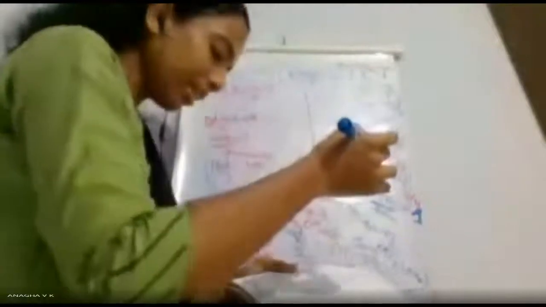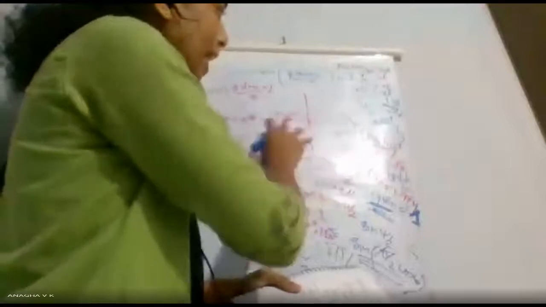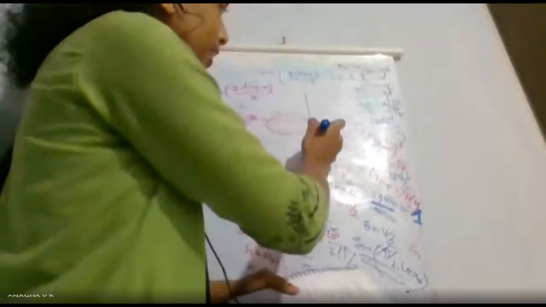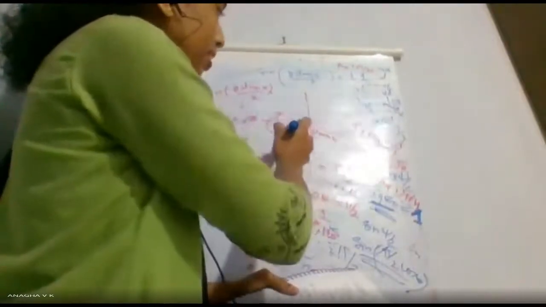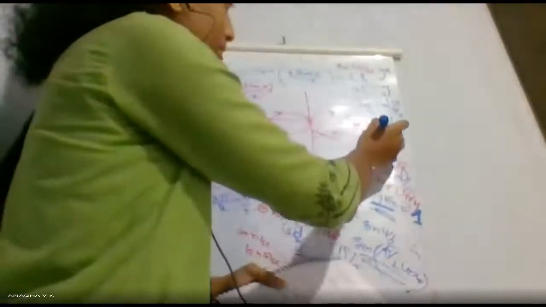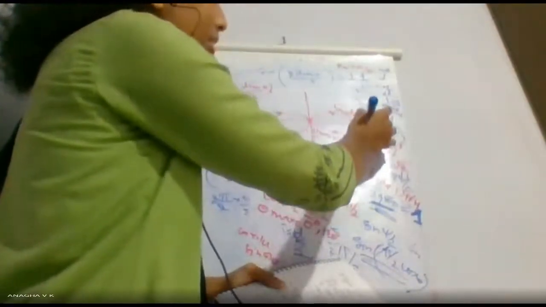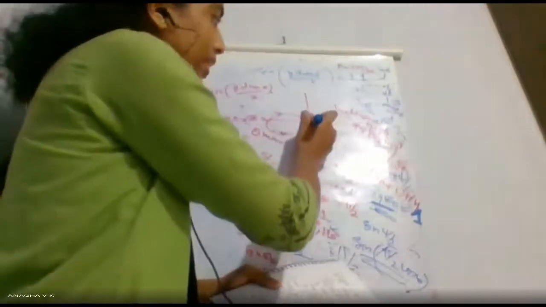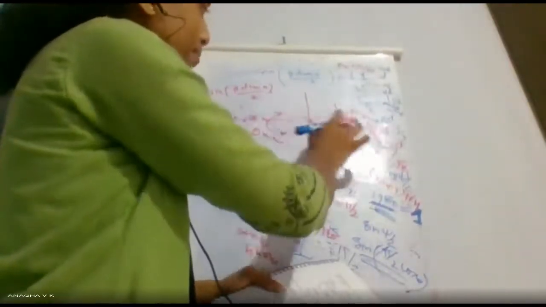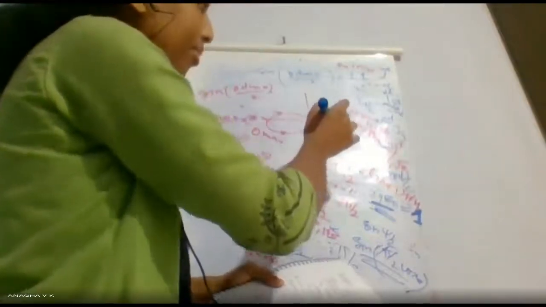So here the radiation pattern is on the x-axis. Here theta minimum, here half power points, here theta maximum. So at the center theta minimum, at the ends theta maximum, and in the middle the half power points.